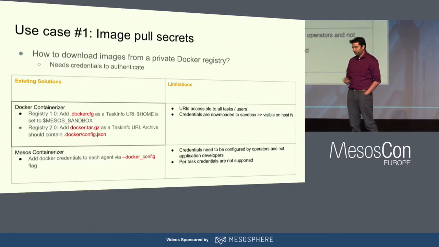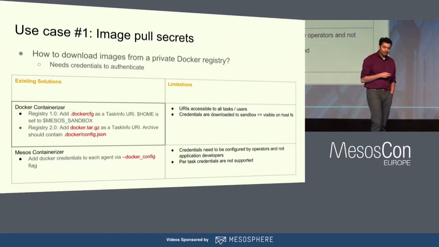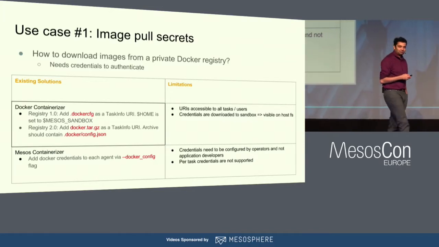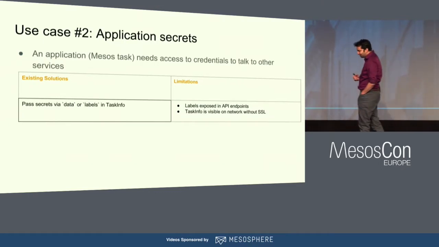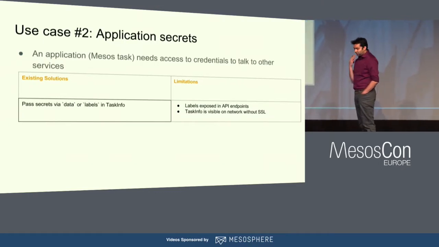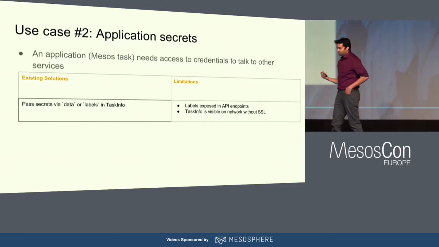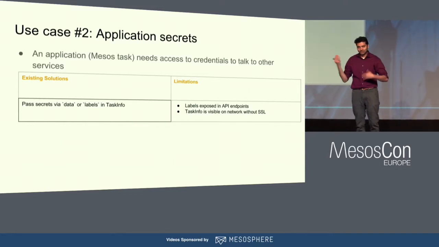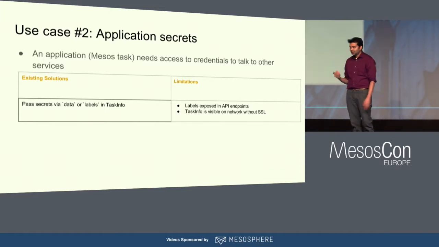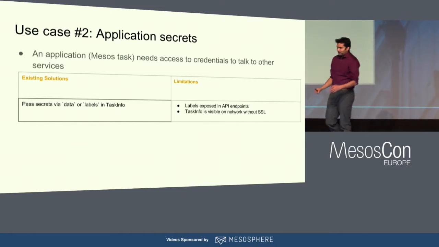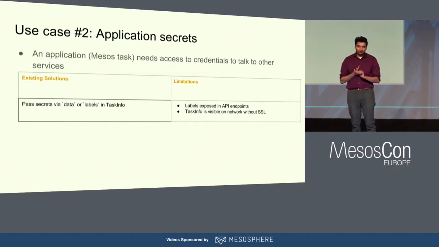These are all workarounds that get you to use private registries, but it's not really flexible and not a really first-class way to do things. And then the other use case is, of course, application secrets. A lot of applications that you run in your cluster typically need to talk to some other services in your cluster. And if those services need some credentials to authenticate or authorize the access, these applications need to have access to them. So there is no support at all for something like this so far.